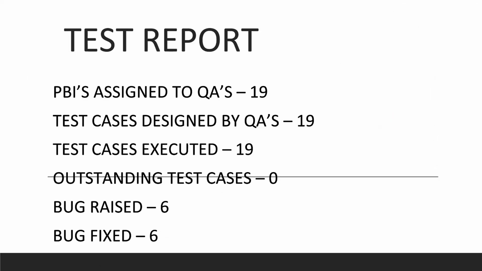Next slide, please. Test report. This is a test report for Sprint 3. We had 19 PBIs that we worked on. We designed 19 test cases and executed 19 test cases. We have 0 outstanding test cases. We raised 6 bugs, and out of the 6 bugs, 4 bugs have been fixed. Not 6 bugs, this is a typo error. Thank you. Next slide.